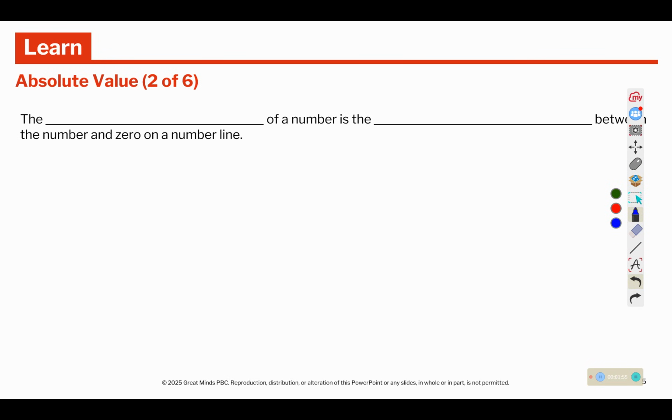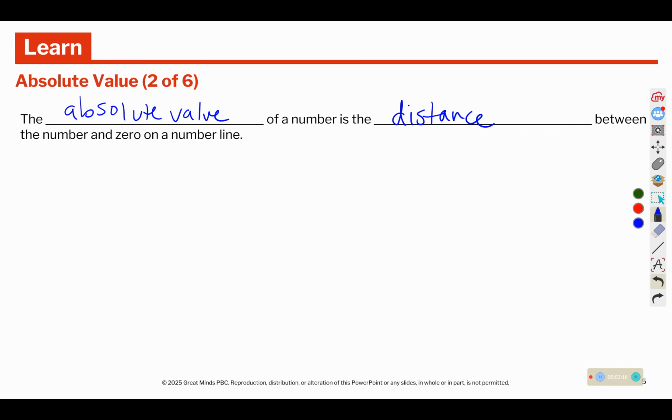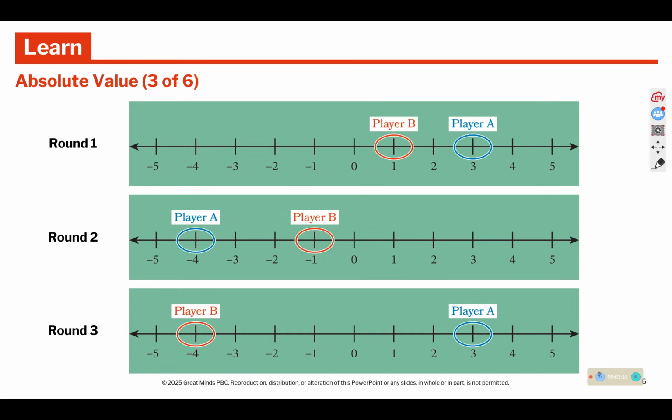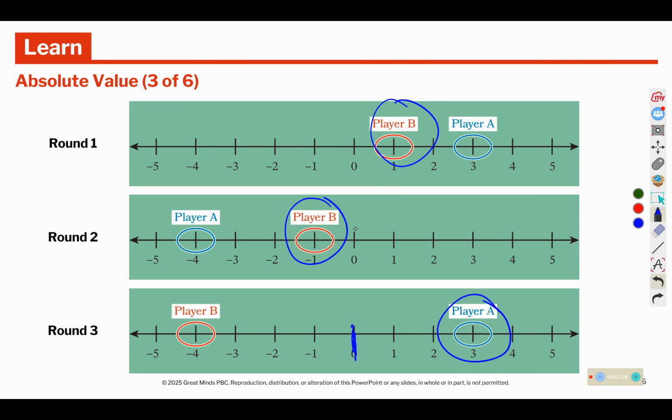Now let's fill in the blanks in your book. The absolute value of a number is the distance between the number and 0 on the number line. So you can see B wins, and then A, because they are all closer to 0.